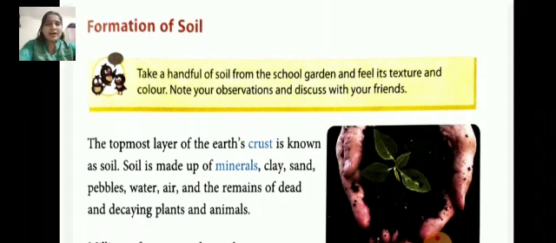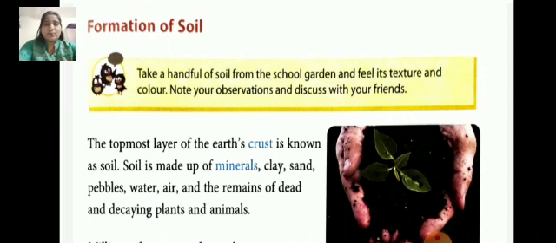You can go to your garden or a nearby place where you can see soil. Take a handful of soil in your hand and feel the texture. Touch it and feel the texture, the color. Texture means whether it is rough, whether it is soft. Okay, that is the texture. See the color, whether it is black, whether it is red, and whatever you observe, note that observation in your notebook. Okay, children, and you can also discuss with your friends and your teacher also.